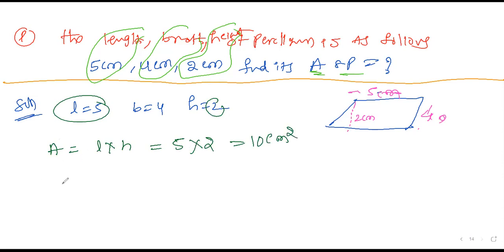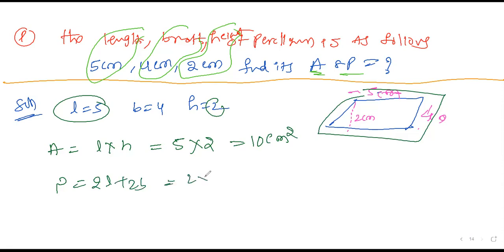Very good. Next, perimeter. Perimeter means L plus B, L plus B, so similarly 2L plus 2B. As usual, 2 into 5 plus 2 into 4. The answer is 10 plus 8, which is 18 centimeters. This looks like a rectangle model, so the perimeter is the same. It's very clear.